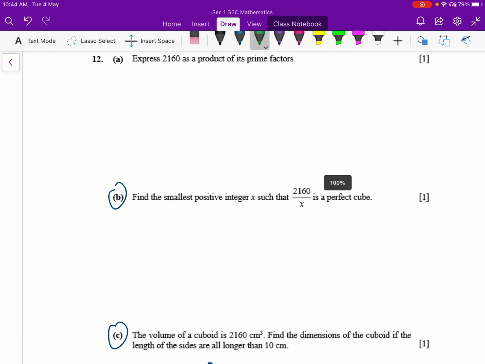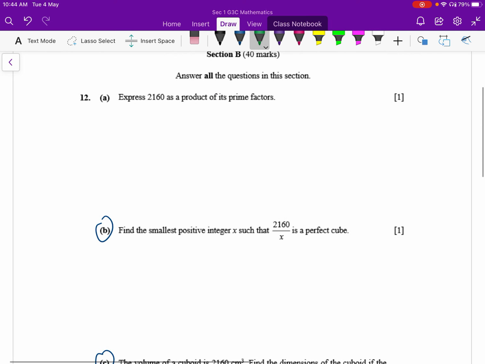Okay, 2160. 2160 from 2 to the power of what? Yishan, what do you have? Section B already. Then 3 power 3 and 5. 2 power 4, 3 power 3, 5.